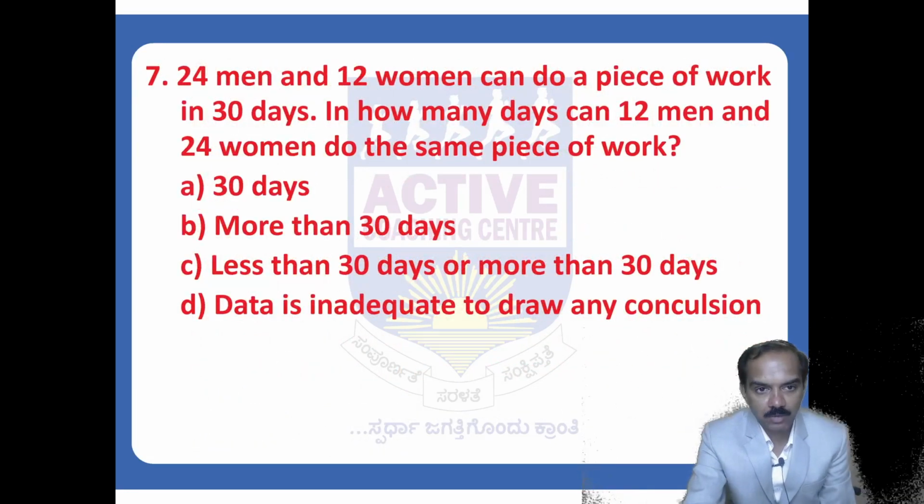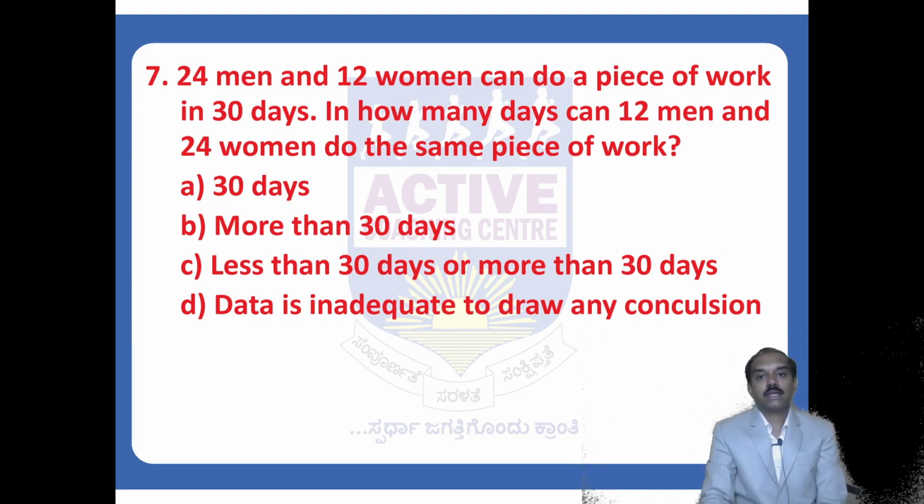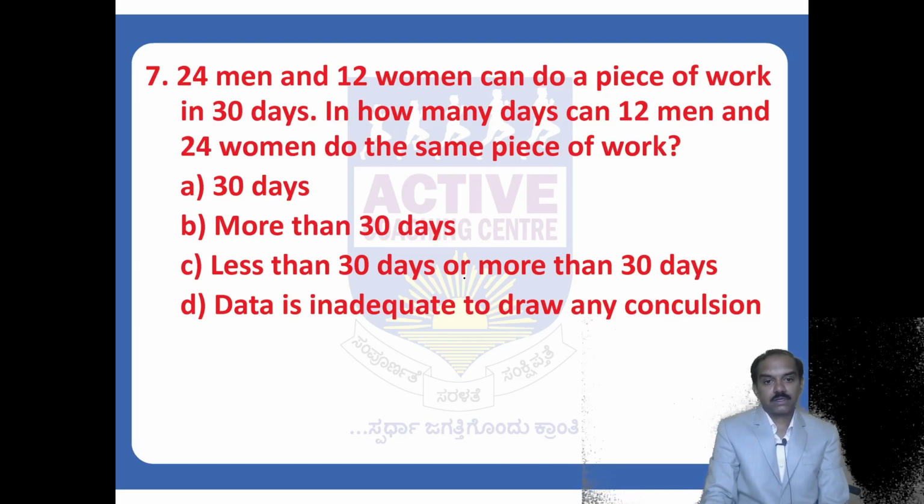Here is your next problem. 24 men and 12 women can do a piece of work in 30 days. In how many days can 12 men and 24 women do the same piece of work? Your options are 30 days, more than 30 days, less than 30 days, or data is inadequate to draw any conclusion. That is the correct answer, in fact.